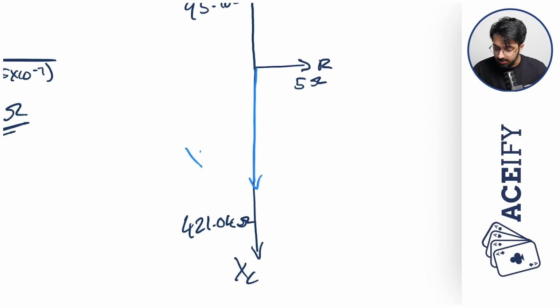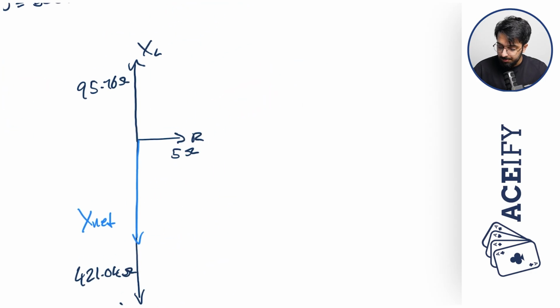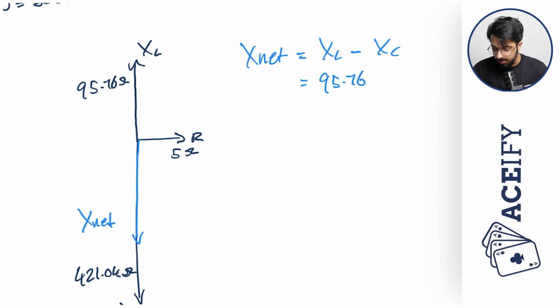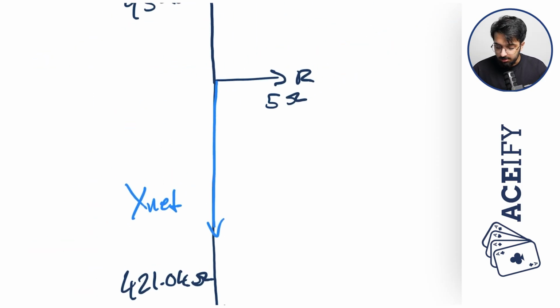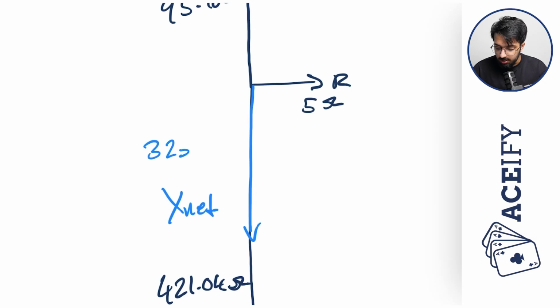So this is our X net, and our X net, remember, is when we take our inductance value and subtract it from our capacitance value. In this case, that's going to be 95.76 minus 421.04, and this gives a value of negative 325.82. Now remember, the negative in this case is just saying that it's pointing downwards, so we don't really need that for this calculation because we already see that it's pointing downwards. So it's 325.82, and so we can write that in if we want, 325.82, sorry, not 828. There we go.